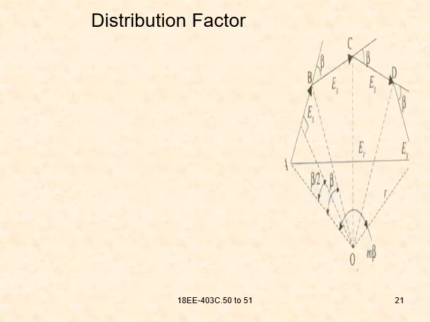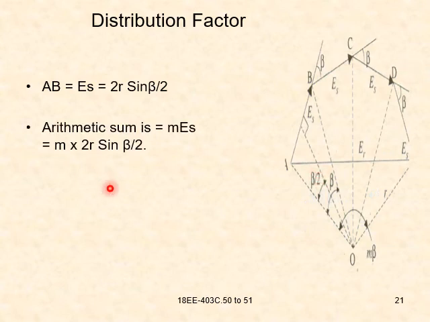And now for the distribution factor, we will see the value of AB is equal to ES. See here, the value of AB is ES, that is given by 2R sine beta by 2. And the arithmetic sum is m Es, that is, we just multiply by m into 2R sine beta by 2.